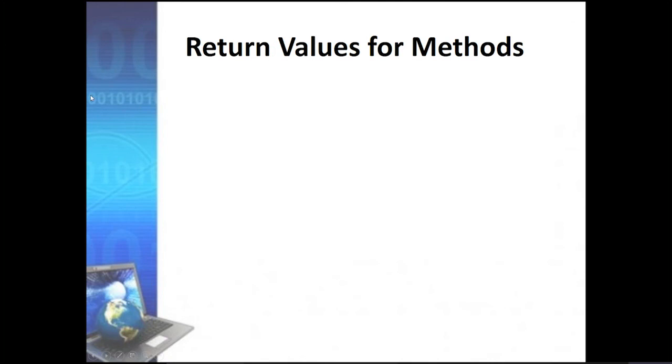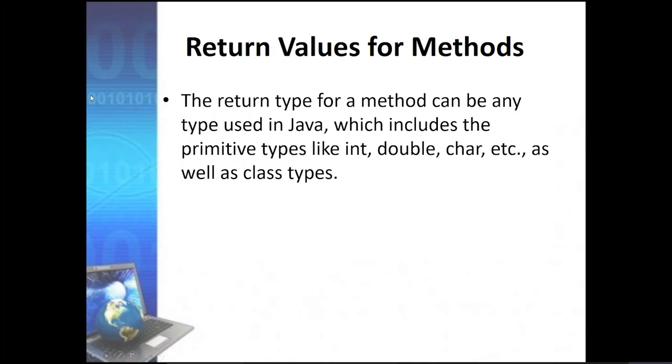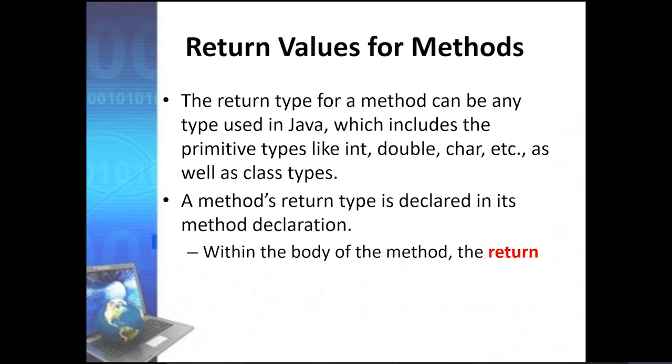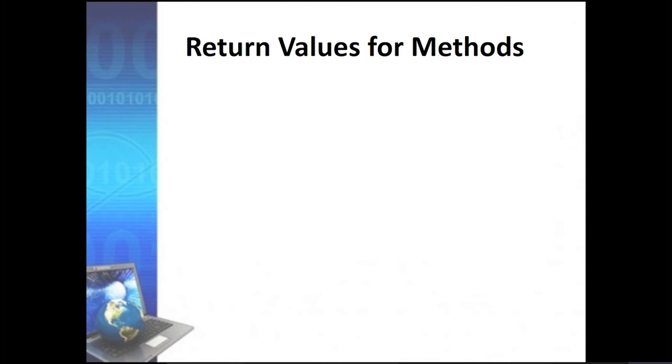So return values for methods. Ito yung mga possible return values natin. We have the 8 primitive data types, as you all know. Okay, and then method return types is declared in its method declaration within the body of the method. So we use the return keyword to indicate na i-return na natin. So usually the return is always used sa pinaka-end ng method.